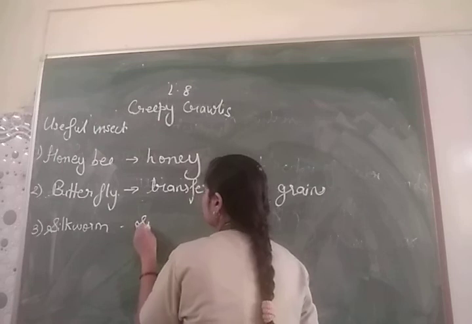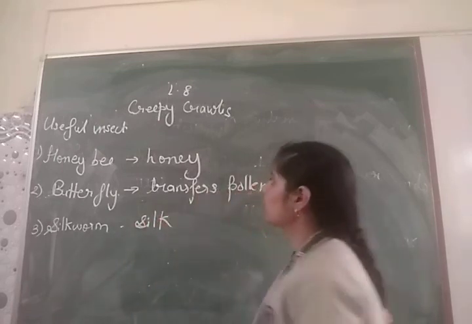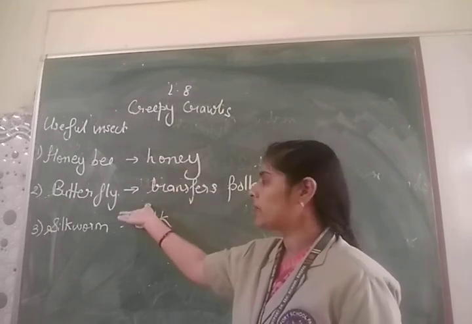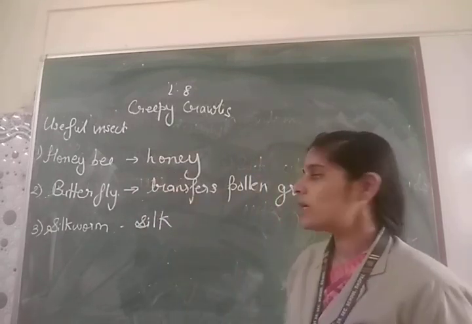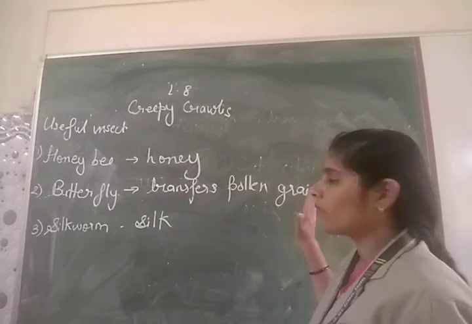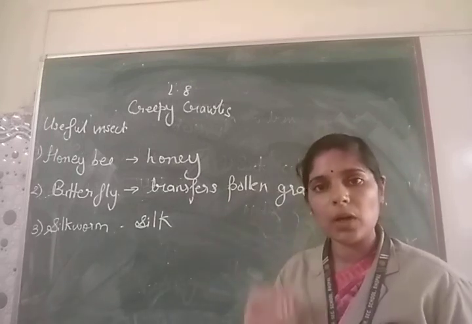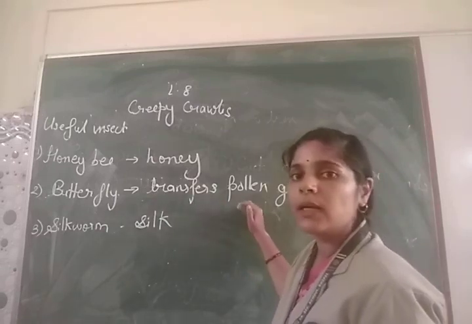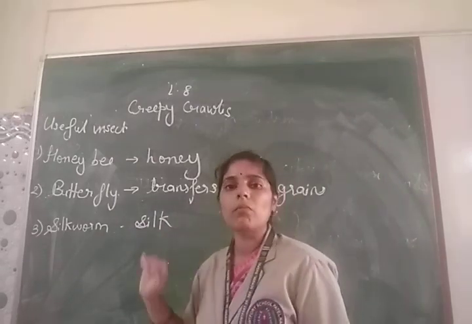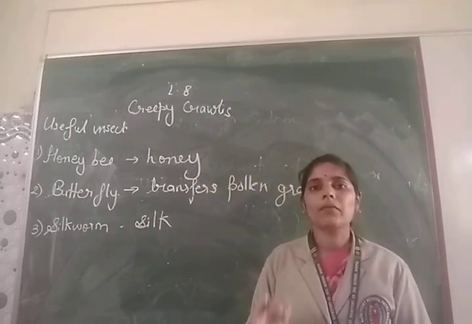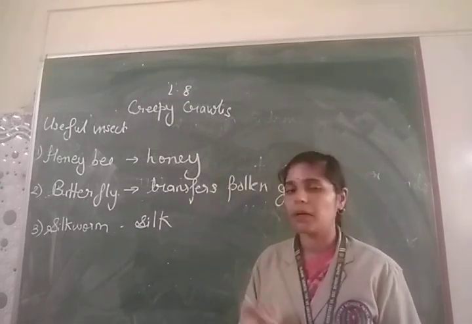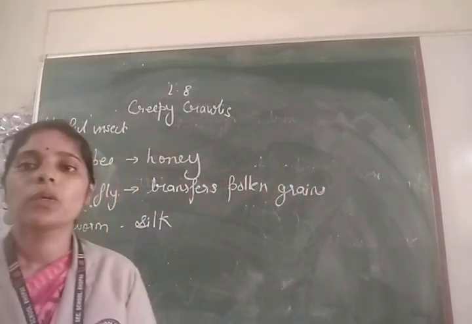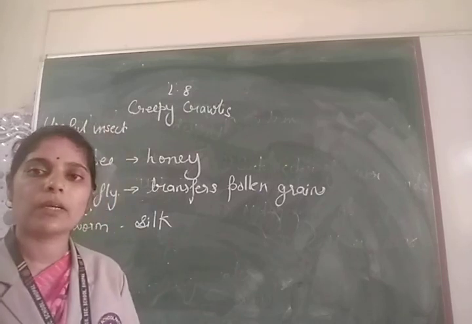So the useful insects about which we have learned are: the honeybee gives us honey. The butterfly transfers pollen grain from one flower to another flower, I told how it transfers. And the next one is the silkworm. Silkworm produces silk, and we wear different dresses made up of silk. So in this way we have many insects which are useful to us. I hope you have understood the chapter.